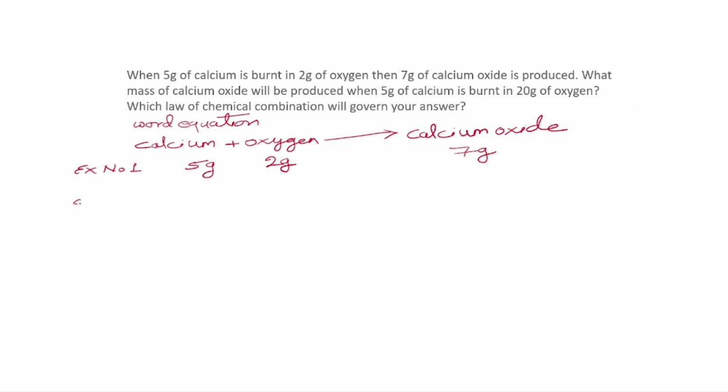What is experiment number 2? In the second case, you have to calculate what mass of calcium oxide is produced. Let us suppose the mass of calcium oxide obtained is X. The mass of calcium mentioned in the question is 5 gram and the mass of oxygen is 20 gram. You also have to verify which law of chemical combination governs this answer.